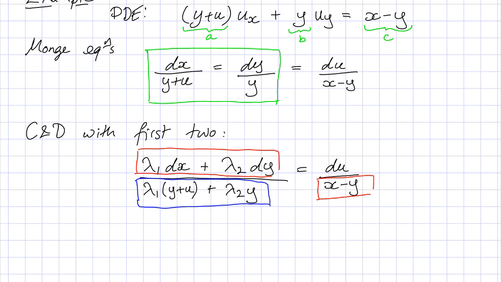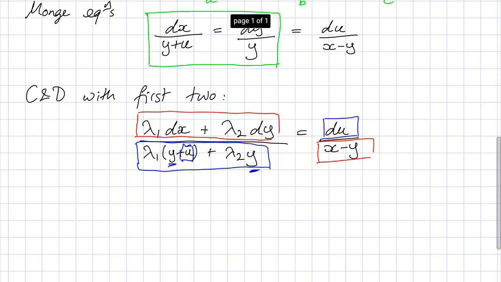And again, we see we've got a y here and a y here. So if I were to choose lambda 1 equals 1 and lambda 2 equals minus 1, then these y's would disappear, and what I'd be left with is this u, and that sort of matches up with this du on the right hand side. So that's the kind of simplification you're looking for here.